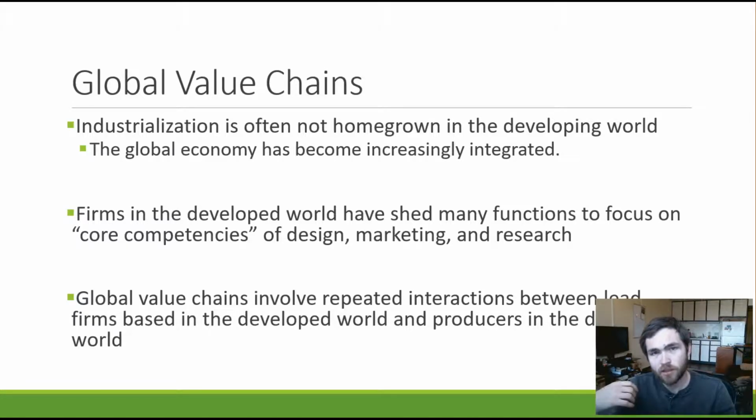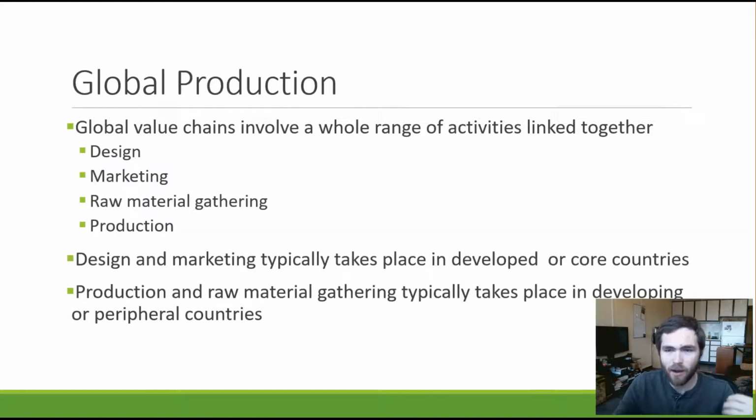So we've got firms in the developed world, which we'll call core firms. And then we have firms that are contracting with them in the developing world, which we'll call peripheral firms. And so these aren't pure market-based transactions, right? It's not like Apple puts out bids to make the next iPhone, and then whoever gives the best bid makes it, right? That's not how it works. They have repeated interactions with the same suppliers, the same manufacturers over and over again. And so because of that, there's some power involved.